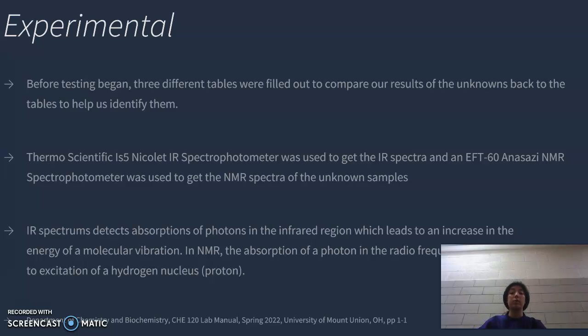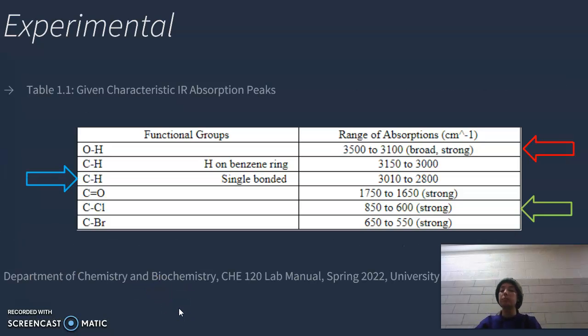The IR uses the absorption of photons to create this wavelength that tells you the different functional groups. At the bottom of each peak, there will be a number, and that corresponds with the functional group. The NMR does the same thing with the absorption of photons, but it tells you information about the hydrogen. It tells you the different types, how many there are, and the relative ratio between them. And that was given by the Department of Chemistry in our lab manual.